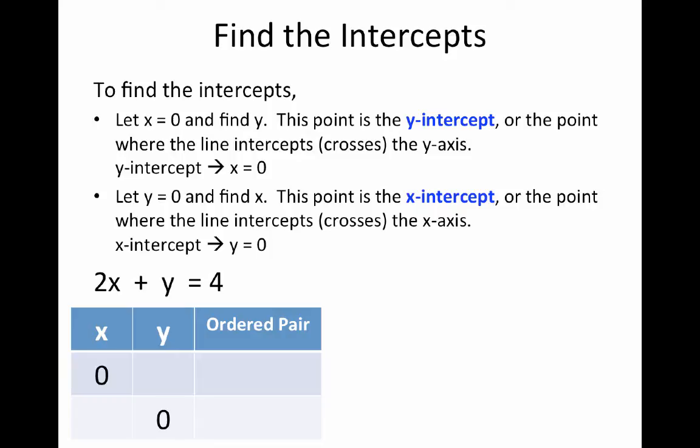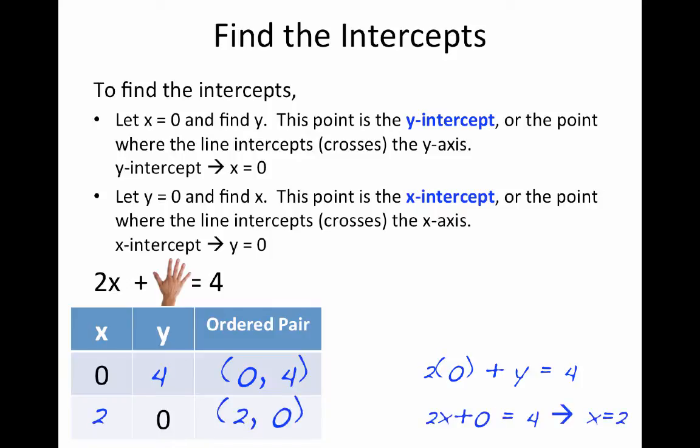When y equals 0, we find the x-intercept. Let's try it. When x is 0, we can cover up that x term because anything times 0 is still 0, so we know that y is equal to 4. We've found the ordered pair 0 and 4. When y is equal to 0, we can cover up the y term because anything times 0 is still 0. We have 2x is equal to 4. Divide both sides by 2, and we get x is equal to 2.